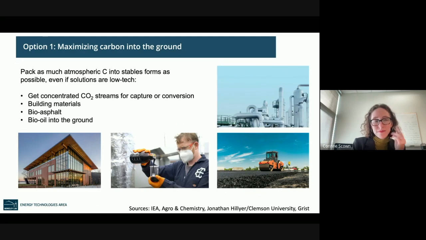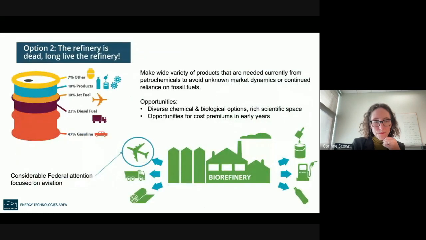So yeah, you maximize carbon in the ground. Here are some examples, like integrating into building materials, just putting CO2 underground. This picture of this like charm. They pump bio oil downhole. And then you can do this option of producing a lot of useful fuels and chemicals that we need as part of the broader suite of decarbonization strategies.